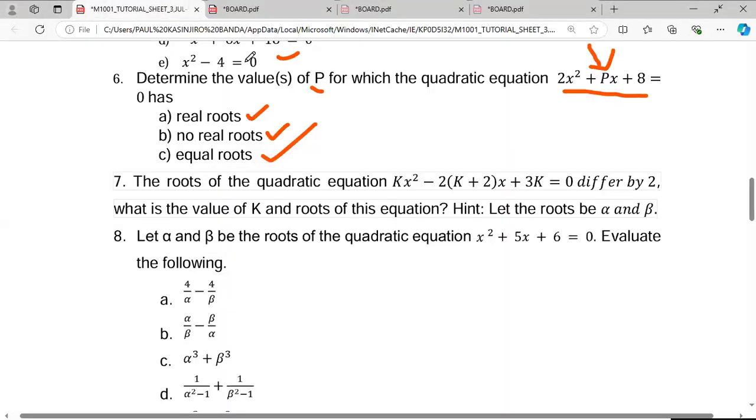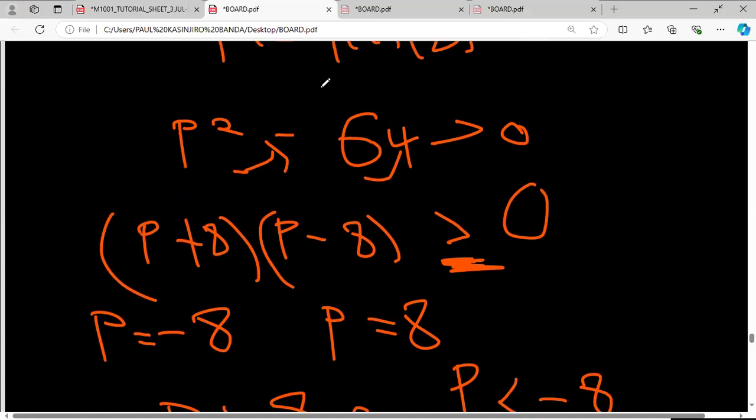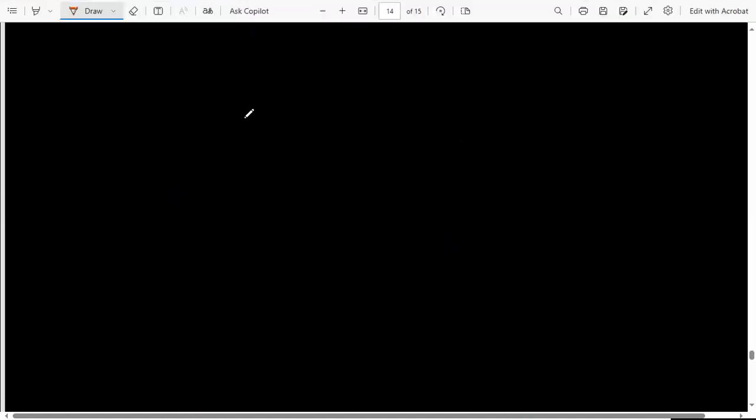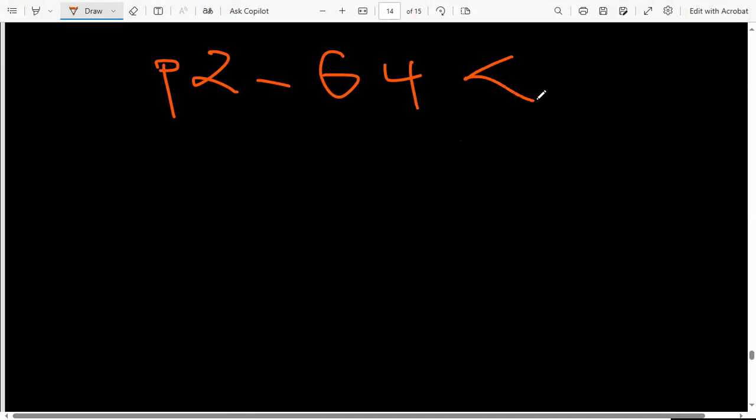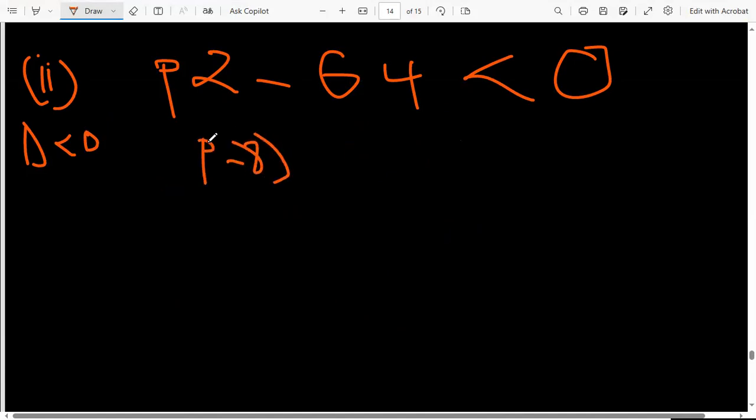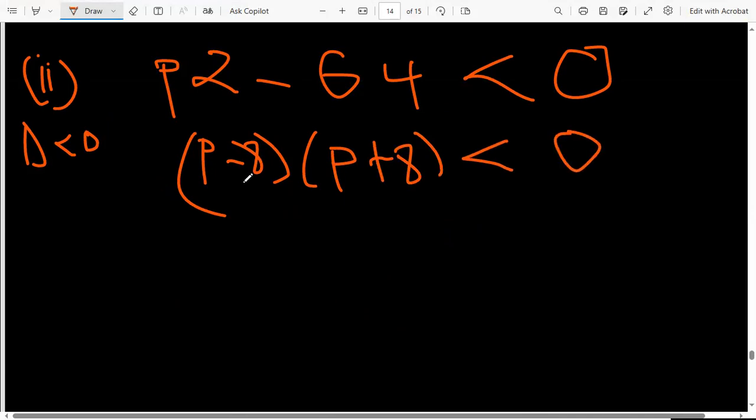The other condition was no real roots, meaning whatever we have here should be less than 0. So I get p squared minus 64, and this should be less than 0, because now we are considering a situation where the discriminant is less than 0. Again, we apply the difference of two squares: p minus 8 and p plus 8, less than 0. When I equate this to 0 and solve for p, it is p equals 8 and p equals minus 8.